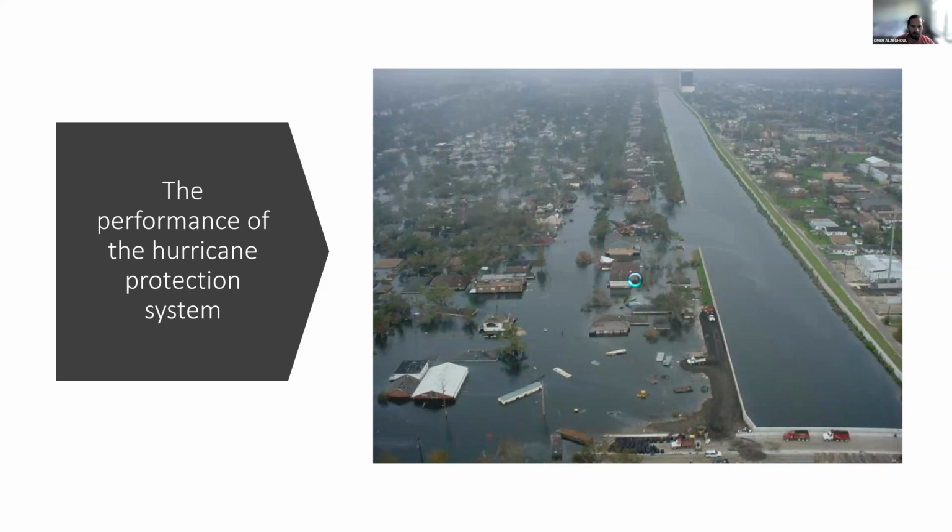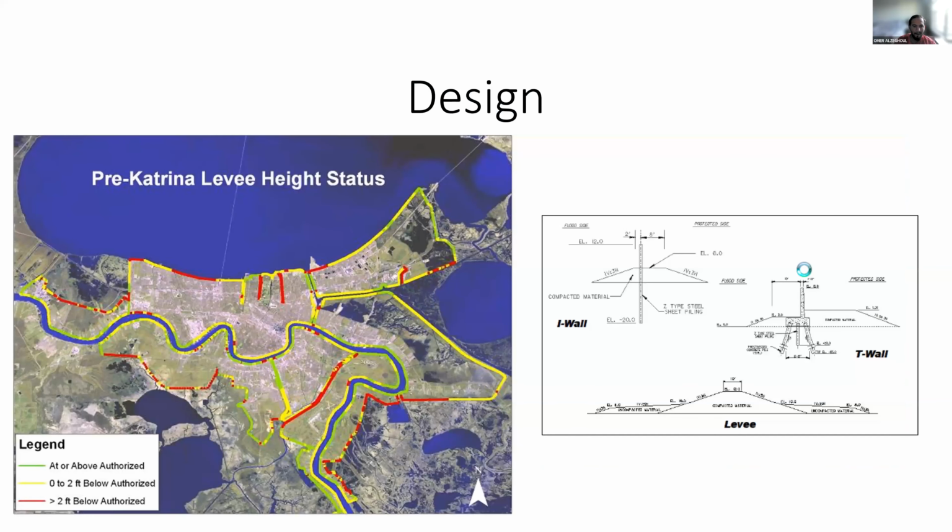So can you go to the next slide? There you go. First, in general, this map shows the levee system, or the hurricane protection system, that was built before Hurricane Katrina, which consists of I-walls, T-walls, and the levees. You can see there is a large area of it, almost 70% of the levees were built below the authorized level, which caused that many problems to the levees.